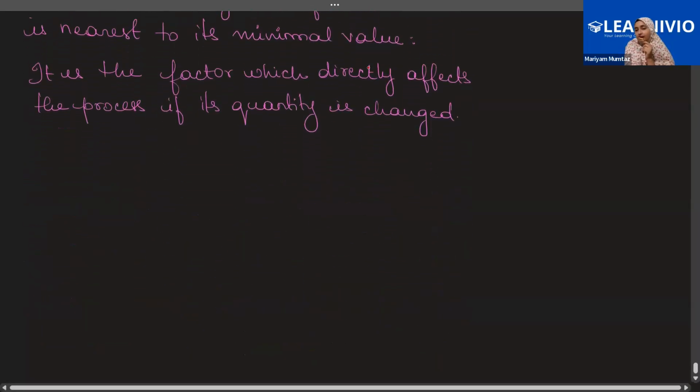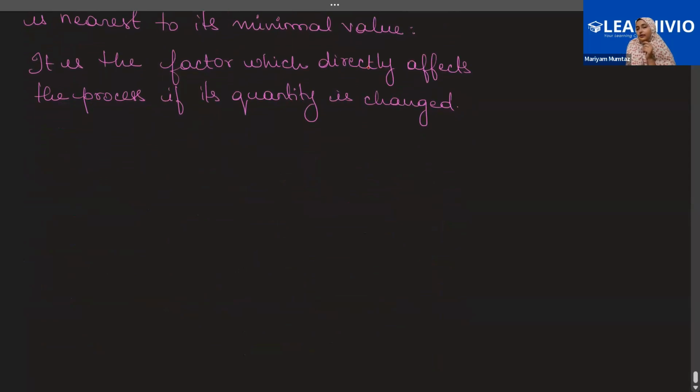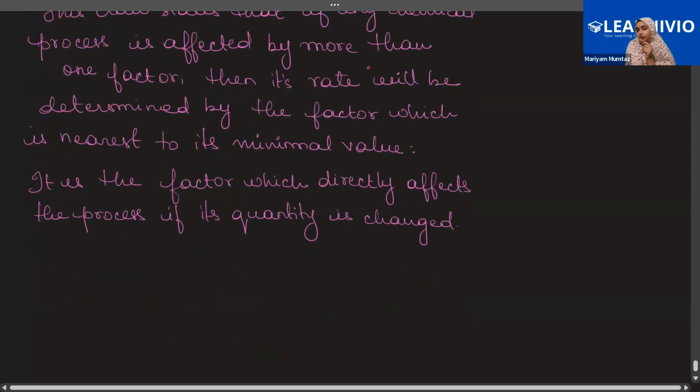So with this, we have come to the end of the chapter also. Now you people have to note it down.